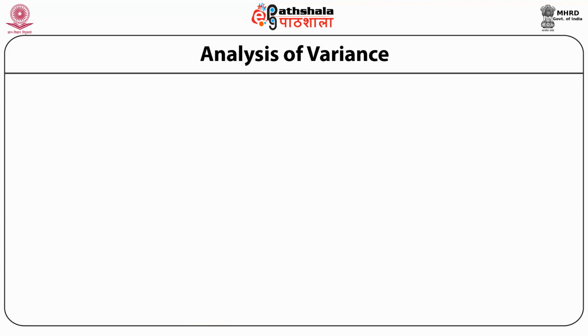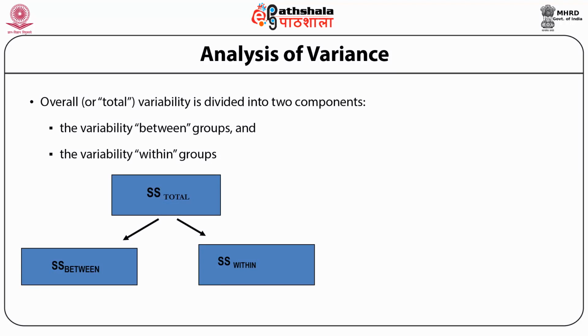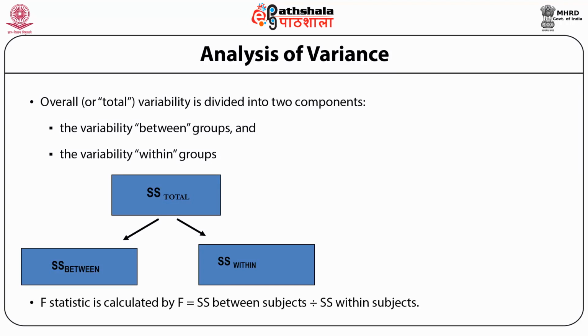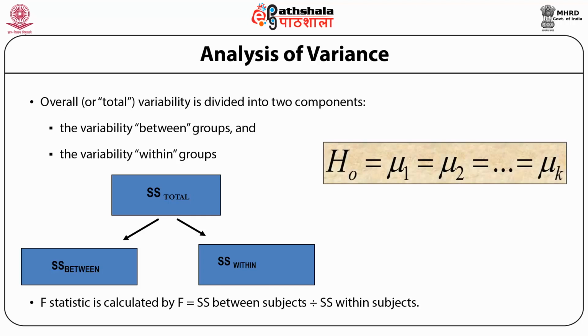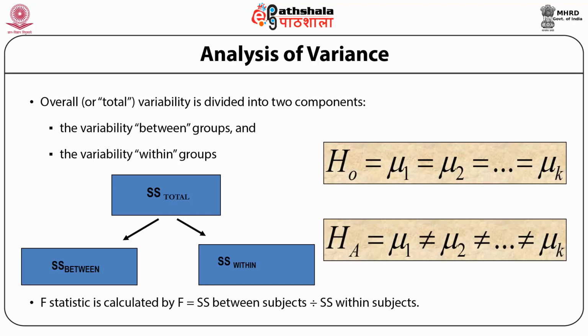Analysis of variance is divided into two. The total variation is divided into between and within, and the F test is applied as the between sum of squares divided by the within sum of squares. Then we get the F test. This is the test for ANOVA. Here the null hypothesis is that all means are the same; the alternative is that not all are equal.